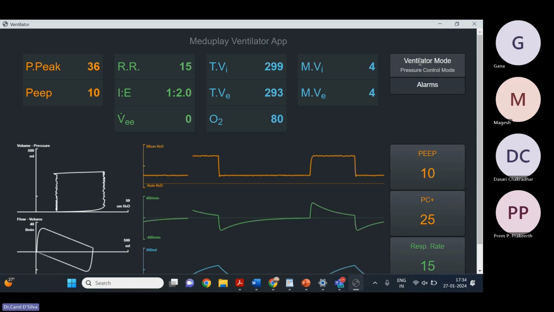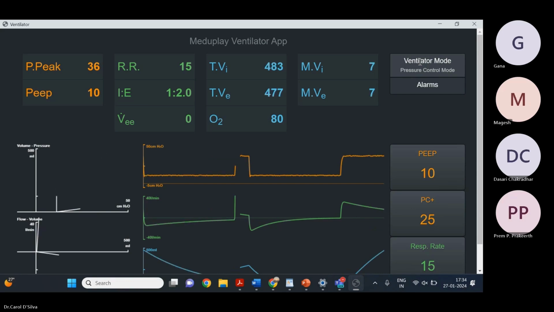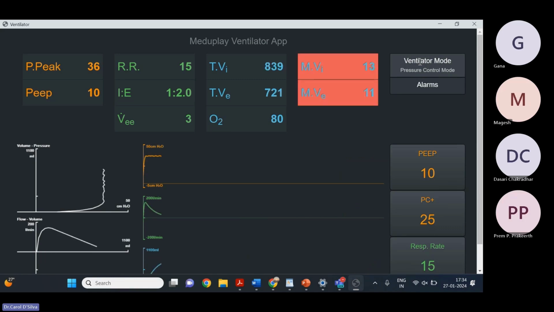Okay. So now what I'll do is I'm going to decrease the compliance, and now you see what happens. Make it resistance normal. Now, see now how much is it delivering? 483. This is the normal lung. Now the patient is absolutely normal. Now what I'm going to do is I'm going to reduce the compliance.